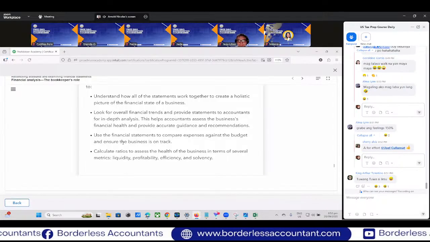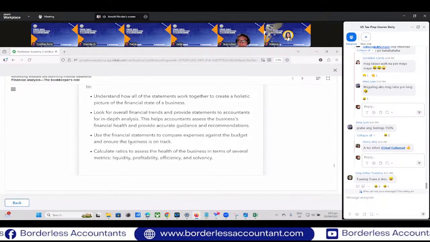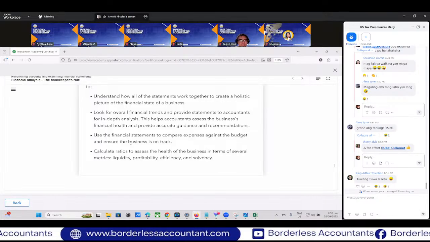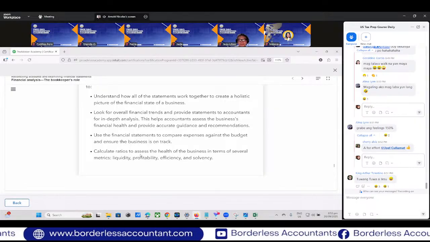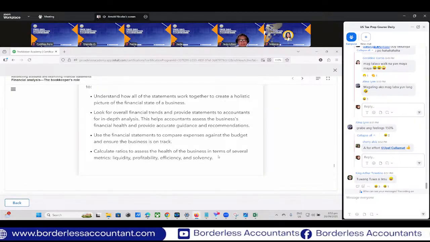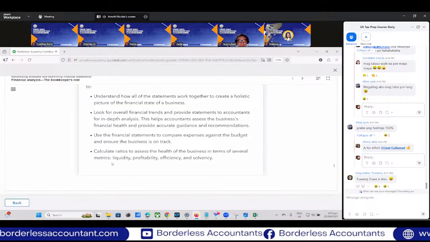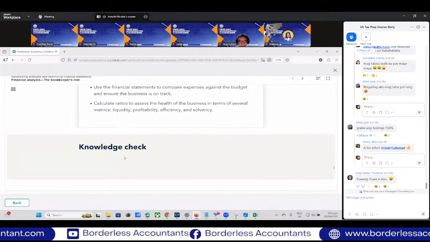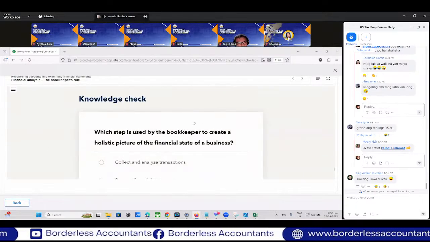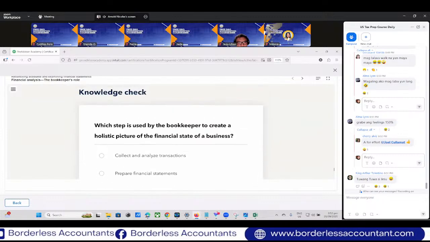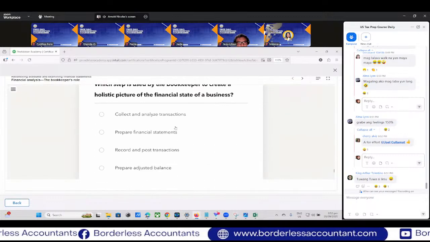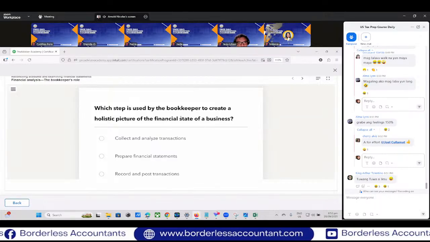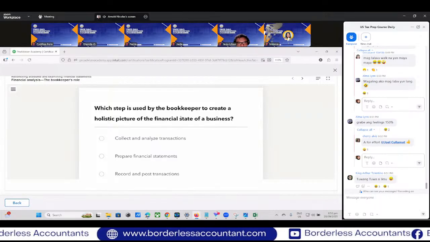Next, use the financial statements to compare expenses against the budget and ensure the business is on track. Then last, calculate ratios to assess the health of the business in terms of several metrics: liquidity, profitability, efficiency, and solvency. Knowledge check. Another knowledge check. Which step is used by the bookkeeper to create a holistic picture of the financial state of the business?